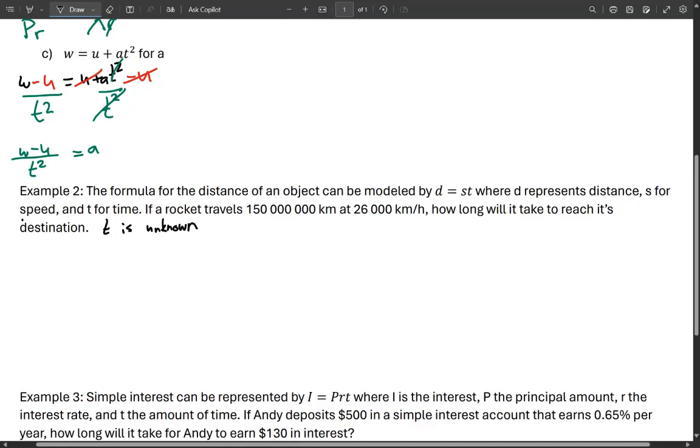So we don't know t. So what we want to do is isolate t. If we have d equals st, what we can do is divide both sides by s. What happens is you get d over s is equal to t. So now we can actually sub in our known values, which is 150 million, divided by 26,000 is equal to t.